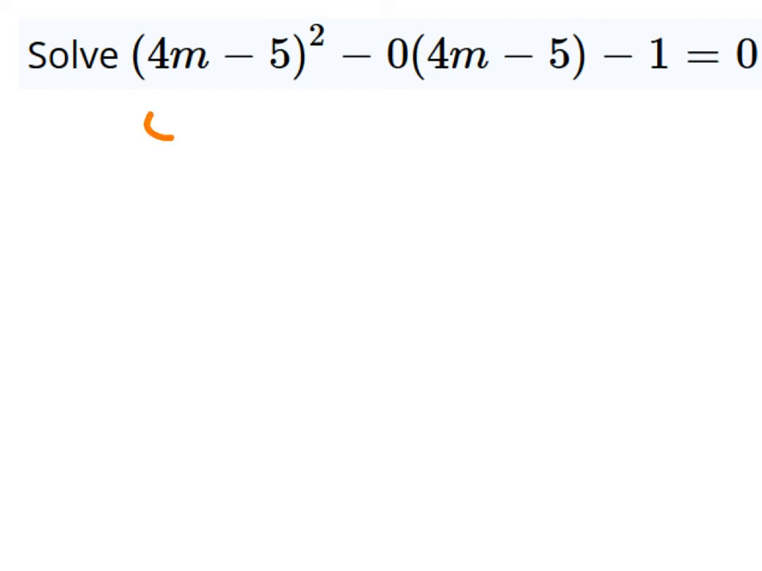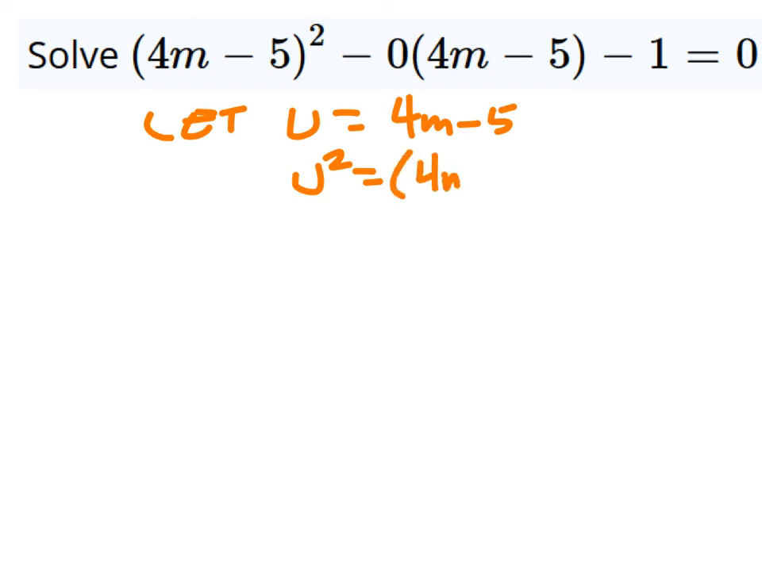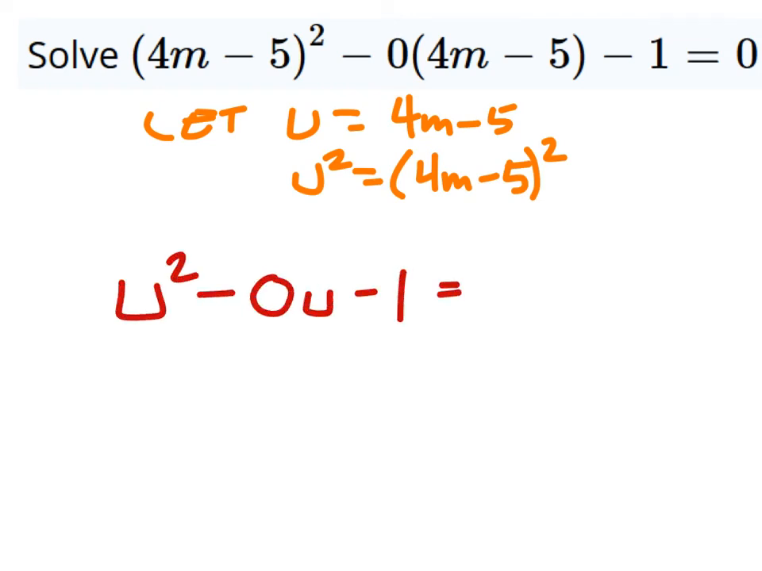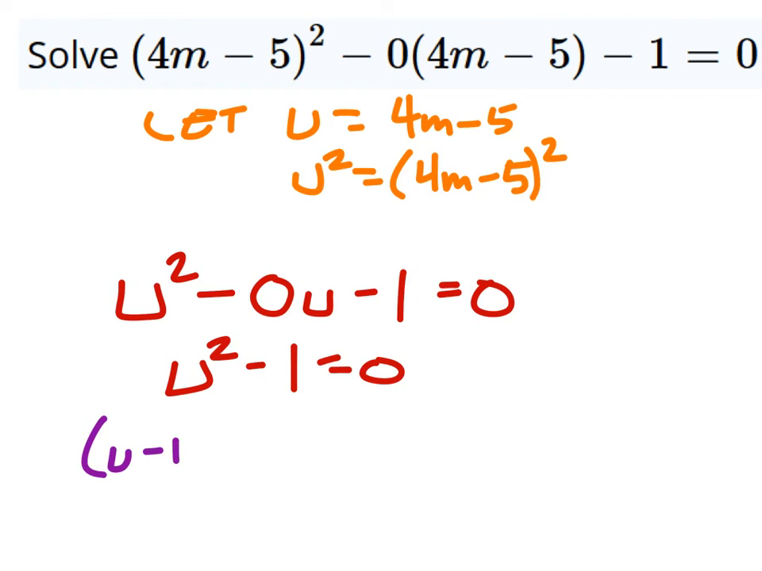But with the 0 thing going on. So we'll say let u equals 4m minus 5. So u squared equals 4m minus 5, that quantity squared. Let's rewrite this then. So I've got u squared minus 0u minus 1 equals 0, which really just is u squared minus 1 equals 0, which is the difference of squares. So no real need to factor on this one. I've got u minus 1 and then u plus 1.